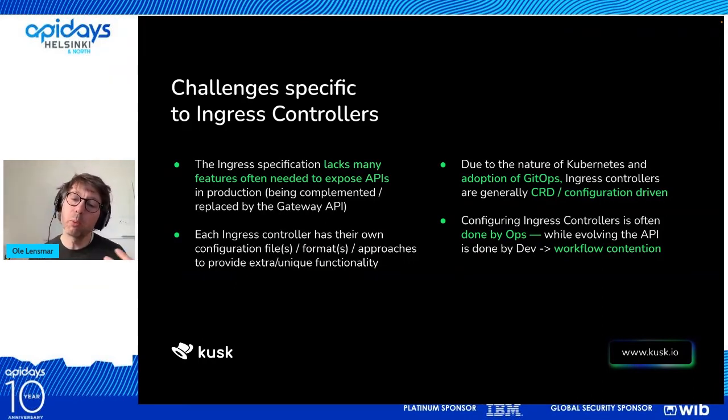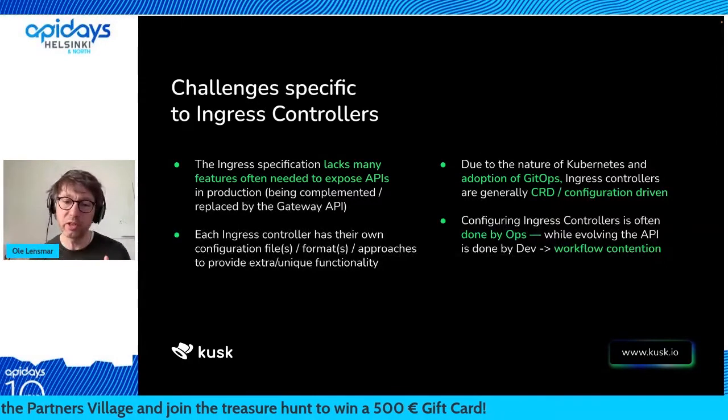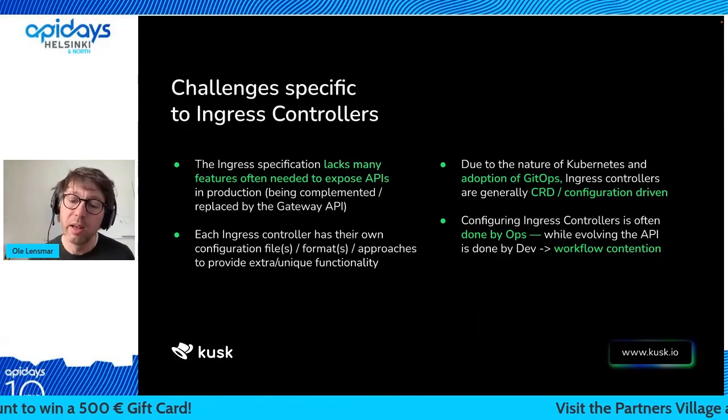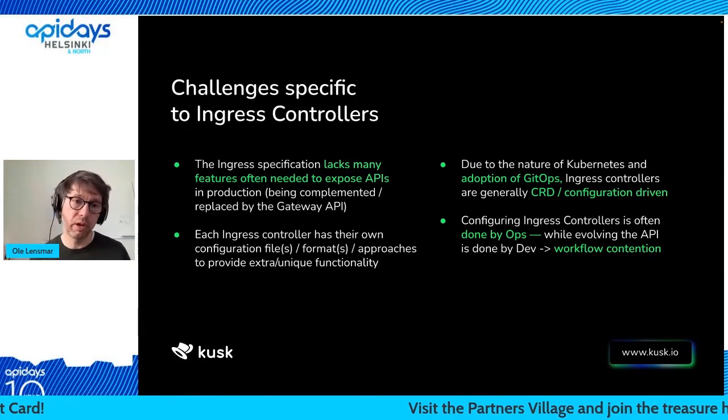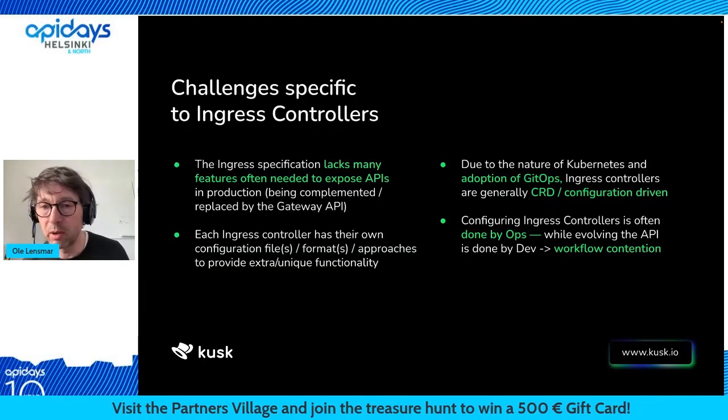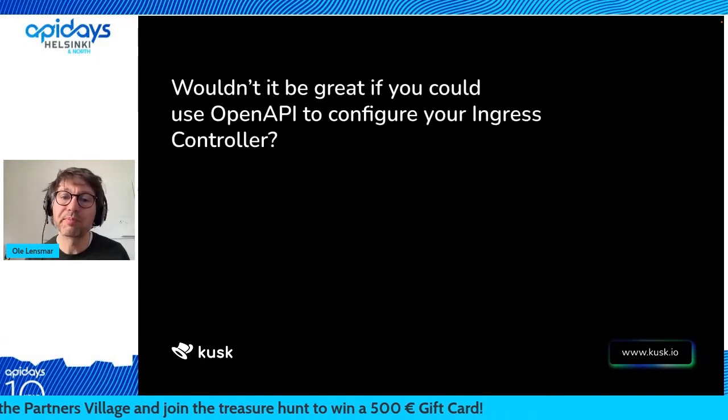Another, more workflow-related challenge is that people managing ingress controllers or gateways in Kubernetes are usually ops people, or the ops team, but the people building APIs are usually on the dev side, and depending on the culture or the way you work, there could be a workflow contention. As a developer, I've added new things to my API. I need to configure my ingress controller, but the ops person is not available right now, and they're the only one that can do it. So you get a contention around being able to iterate and evolve quickly.